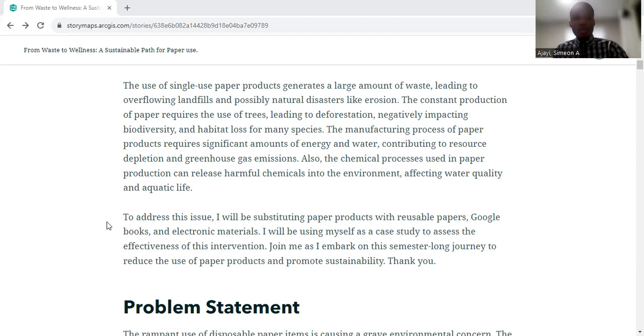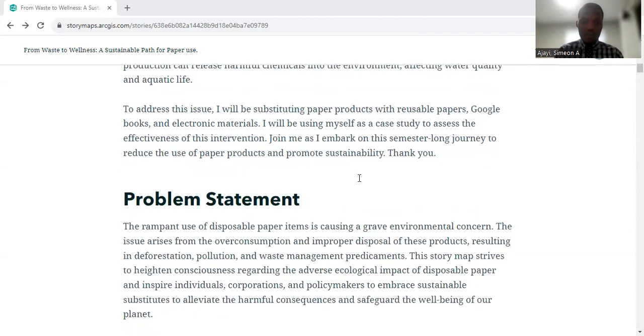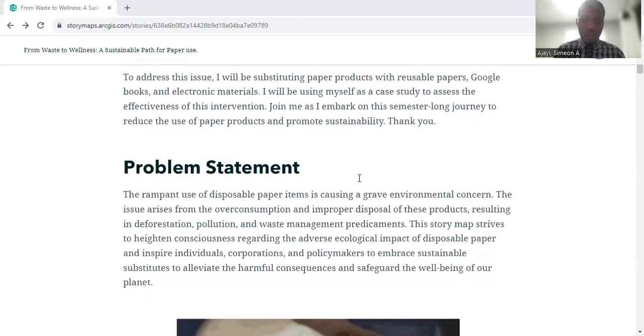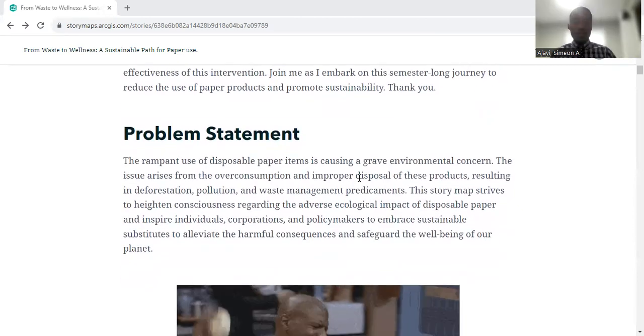So to address this issue, I'll be substituting paper products with reusable papers, double books, and electronic materials. And I'll be using myself as a case study to assess the effectiveness of this intervention. So join me as I embark on this semester-long project to reduce the use of paper products and promote sustainability. Thank you. So now to the problem statement.